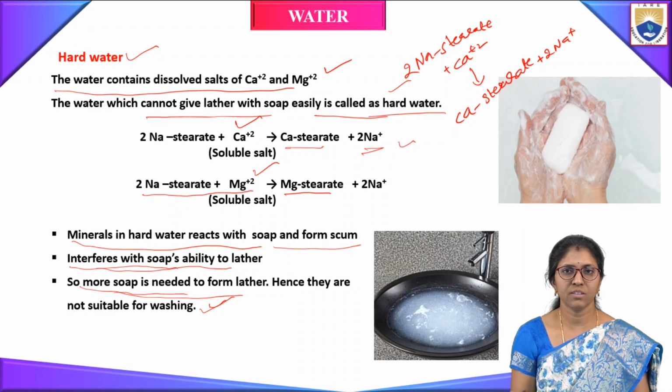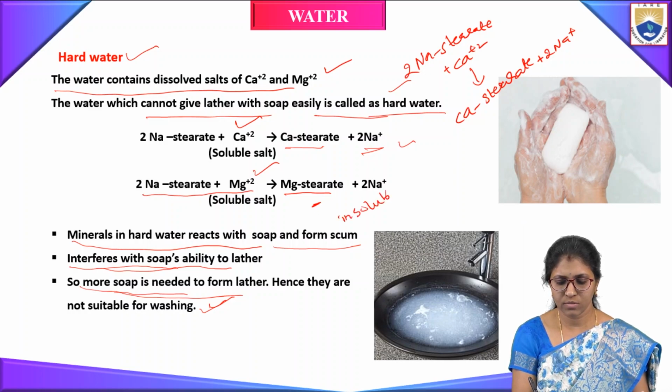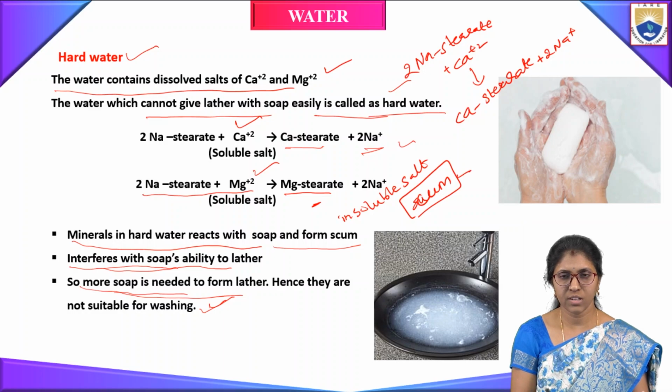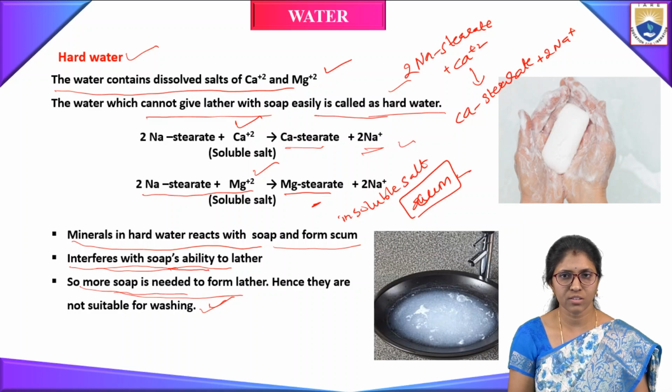When hard water is treated with soap, it forms an insoluble salt or scum. Because of this, the ability of soap decreases, so more soap is needed for washing. So hard water is not suitable for washing purposes.